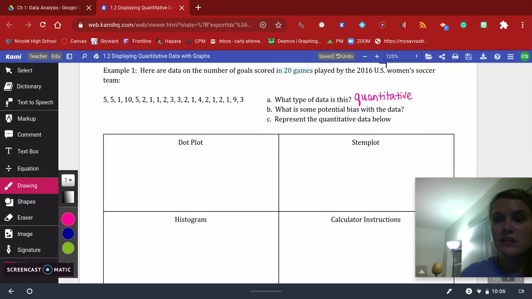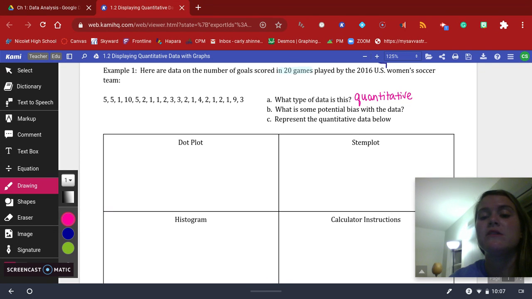I like to think of it as, can you take an average and does that average make sense? Yes. The average number of goals scored in these 20 games versus if you tried to take an average of, say, your zip codes, even though that's numerical, if I took an average of my zip code and your zip code, I wouldn't wind up in the middle. So make sure if you're saying it's quantitative that you can take an average that makes sense, okay?